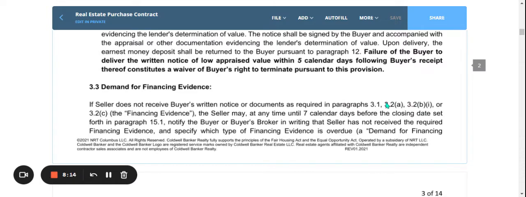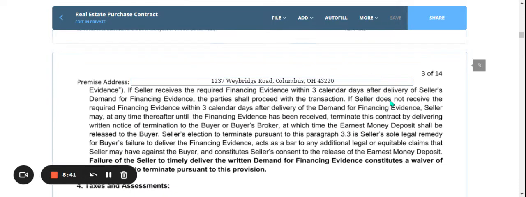So if we have a situation with earnest money where we're giving a seller earnest money, and we do not provide earnest money within a certain amount of time, they can go ahead and do a demand for financing evidence. The same thing with a pre-approval letter. If we did not submit the pre-approval letter within 7 days, they can definitely send us a demand for evidence of financing.